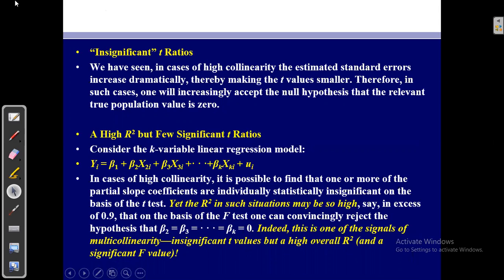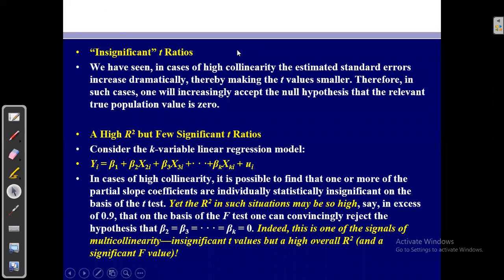Insignificant T ratio means, if you recall the T ratio, okay, let me quickly verbally explain these things, and then I would like to quickly go to Stata so that you can practically understand what I'm talking about, right? Because otherwise it would not make sense. Insignificant T ratios means that the T ratios may actually be significant, okay?